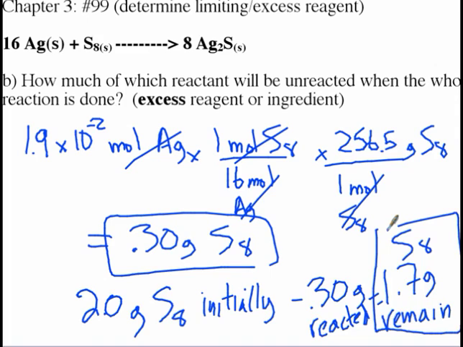Okay? So in that kind of problem, you first had to take your balanced equation, identify which was limiting. Once we found which was limiting, we could find out any part of the equation that we wanted to, including how much of our excess reagent we actually used and then how much was left over.